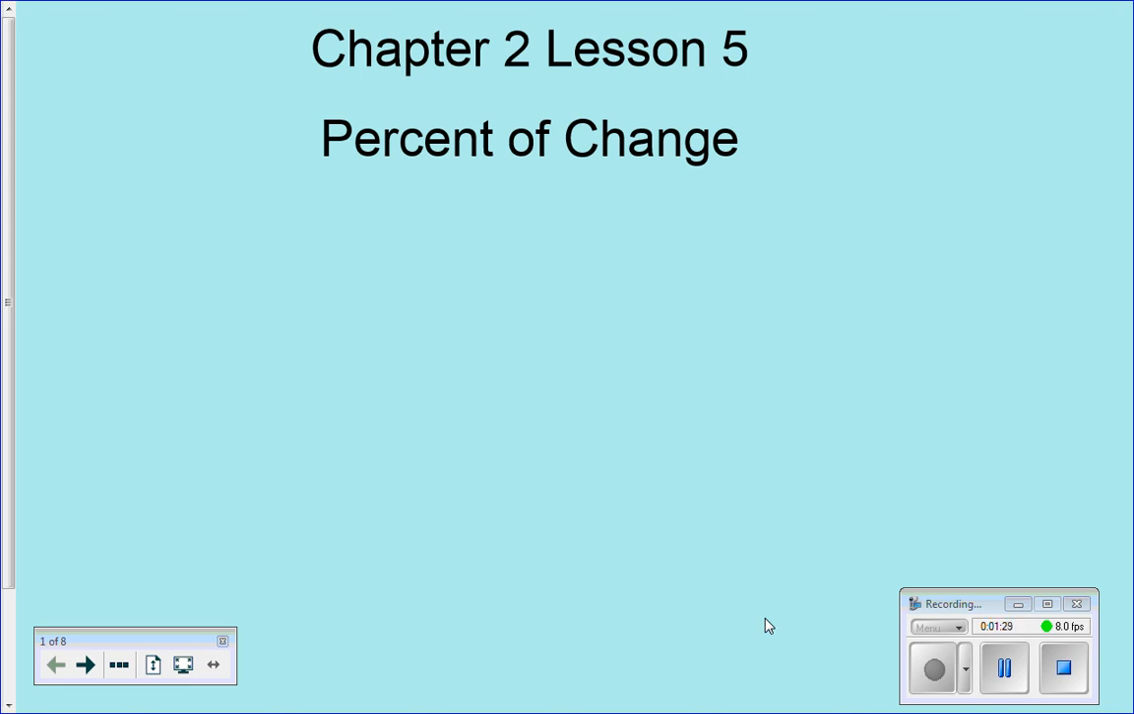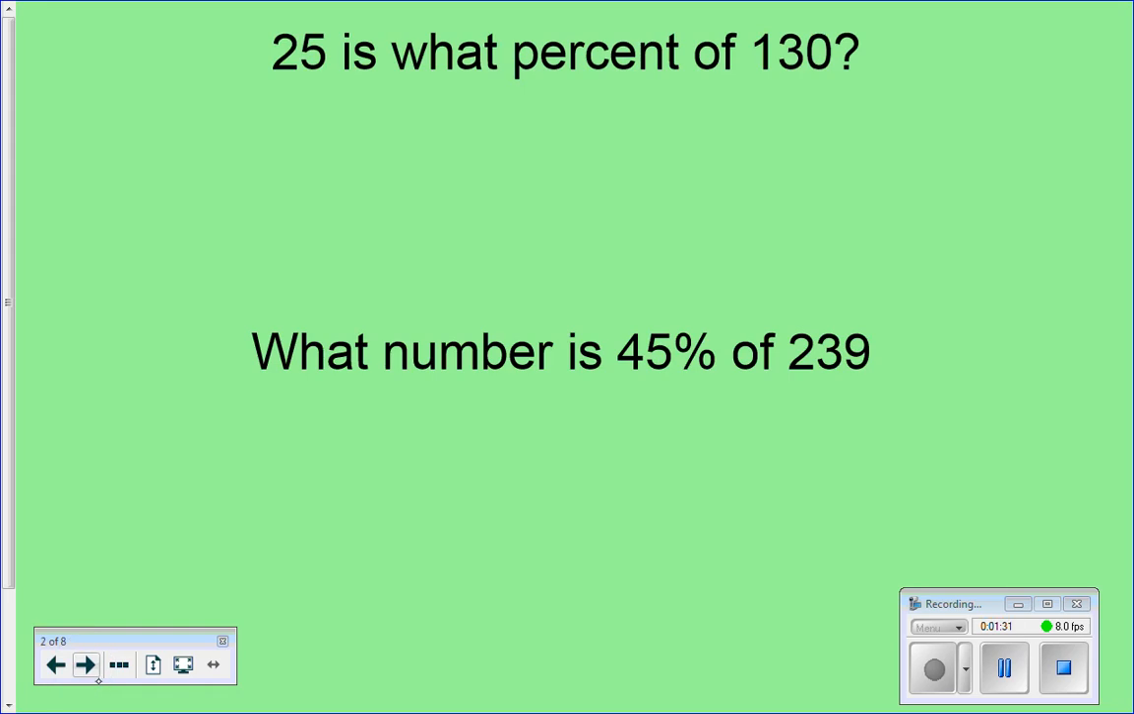The first thing I have for you is a few review questions from the other day. Let's not answer them, but let's talk about them. 25 is what percent of 130? Let's do the top one in the proportion way. If you were to do that in the proportion way, how would you solve it? How would you set it up, Jasmine?